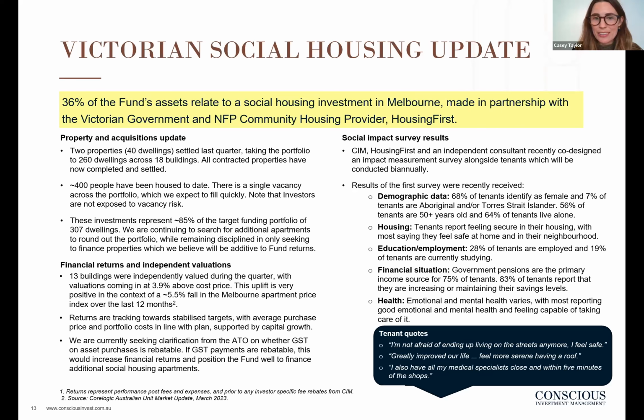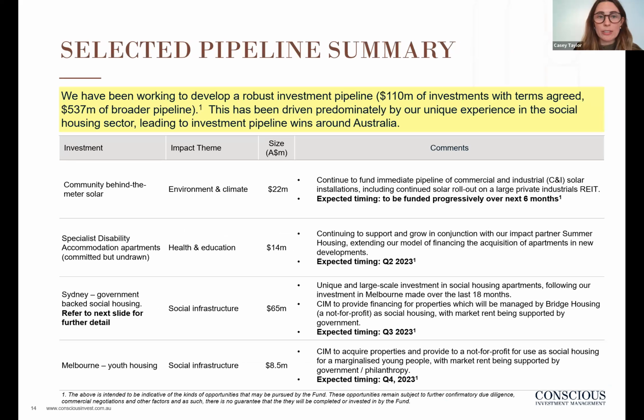So that's an update on the current portfolio and the Victorian asset specifically. However, looking forward, we'd love to touch on the fund's pipeline briefly. In summary, the pipeline is the largest that it's ever been. We've got pipeline across all three of our target impact themes. On this slide, you'll see we've included investments that are assigned and exclusive, and these total around $110 million.